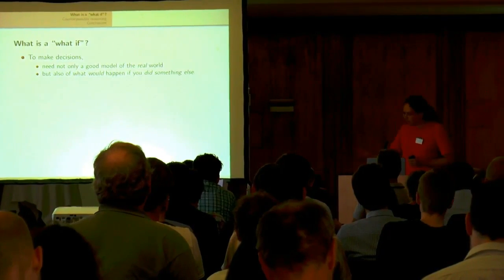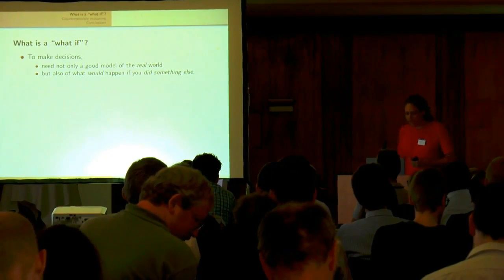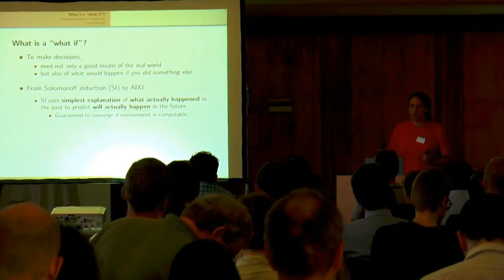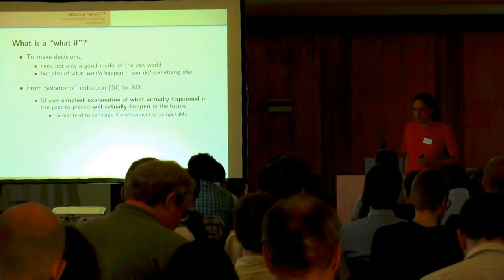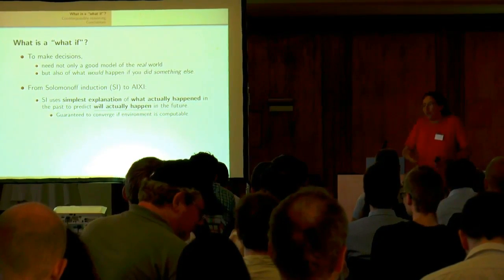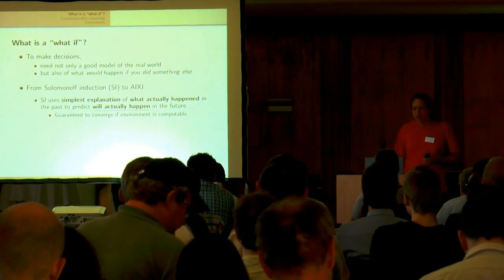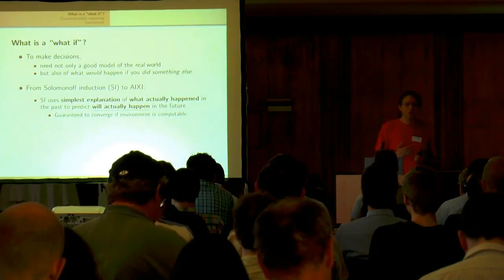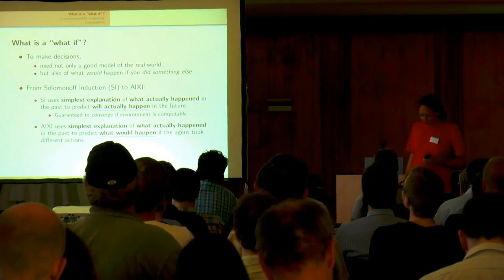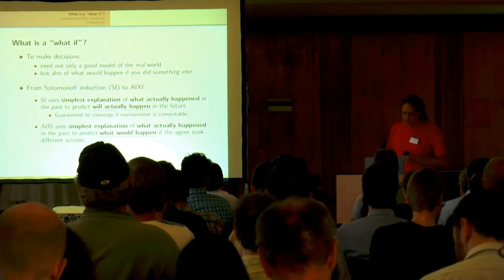So in order to make decisions, you not only need to know what is going to happen, but what would have happened if you had done something else. And we can see this step in the step from Solomonoff induction to Marcus Hutter's AGI. Solomonoff induction uses the simplest explanation of what actually happened in the past to predict what will actually happen in the future. And this is guaranteed to converge to the true environment if this true environment is computable. Guaranteed to converge to making correct predictions.